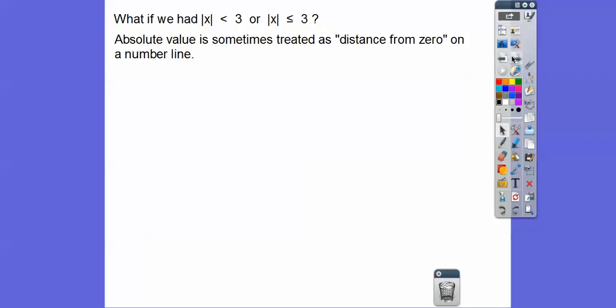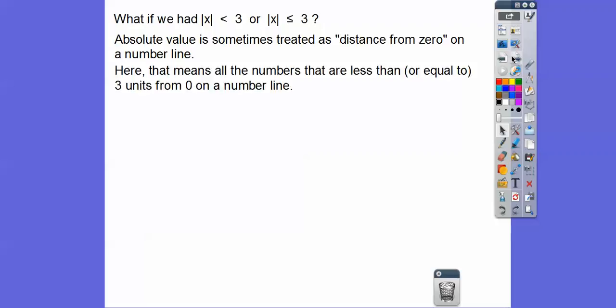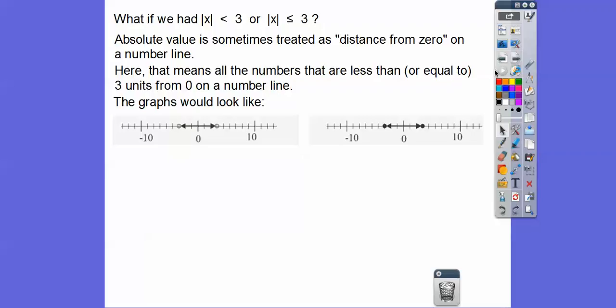So absolute value is sometimes treated as distance from 0 on a number line. So here that means all numbers that are less than 3 units from 0, or in this case less than or equal to 3 units from 0 on a number line. So your graphs would look like that right there. All of these points in between negative 3 and positive 3 all satisfy this inequality. All of these between negative 3 and positive 3, including negative 3 and positive 3, would satisfy this one right here.